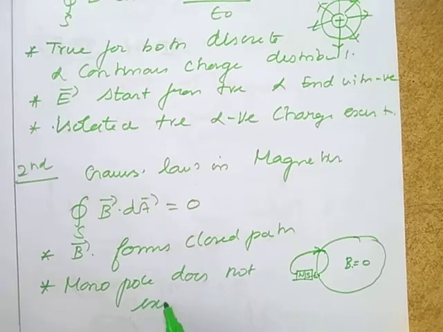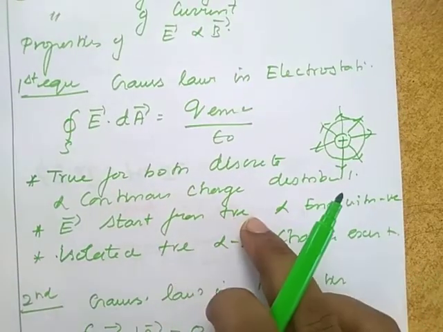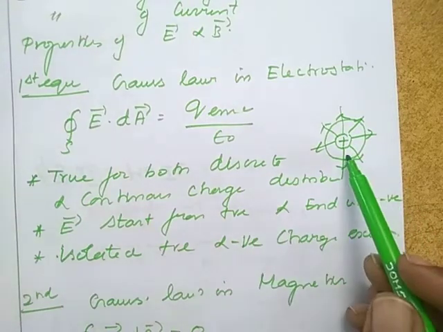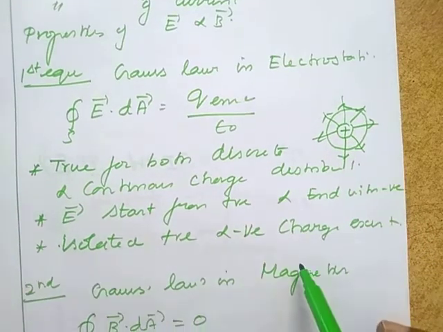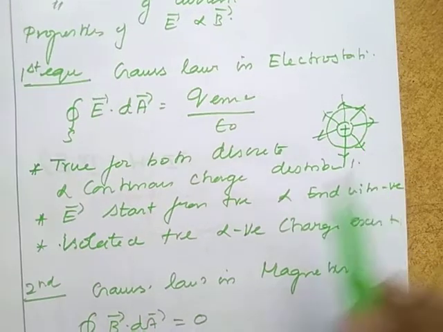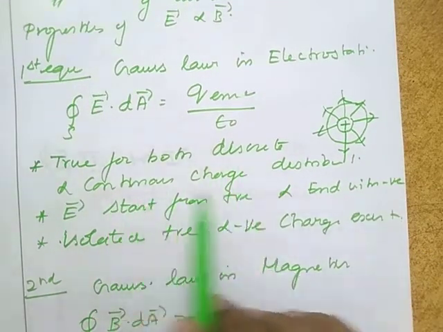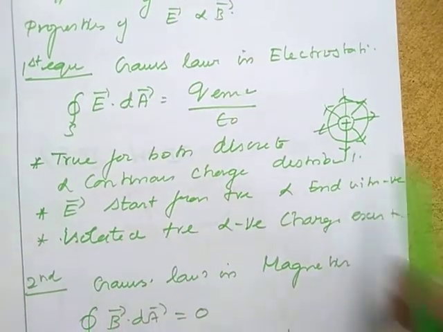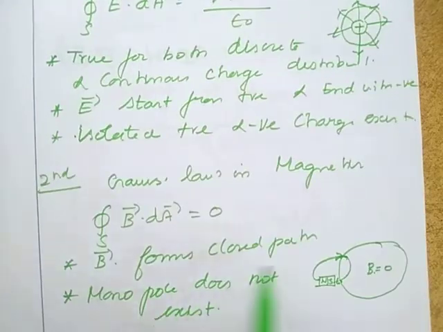For Gauss law in electrostatics, monopole, that is monocharge, exists. Isolated positive charge and negative charge will exist, forming discrete or continuous charge distribution. Here, the field lines form a closed path.